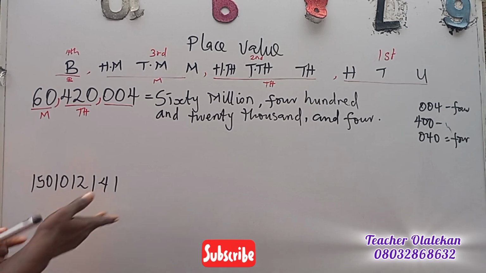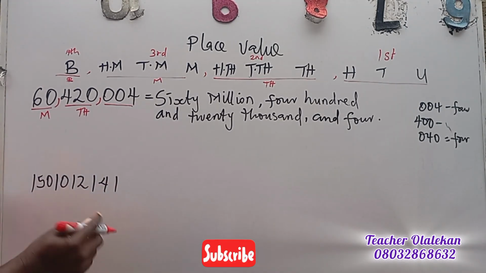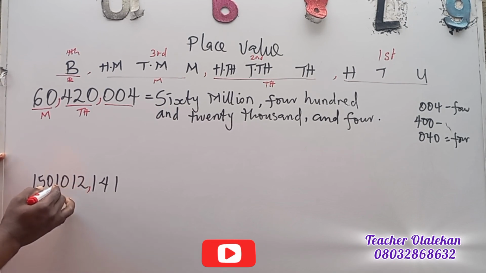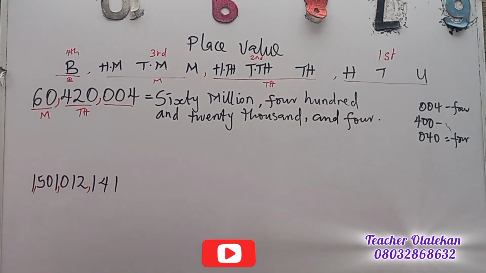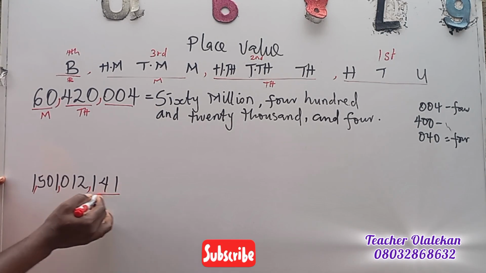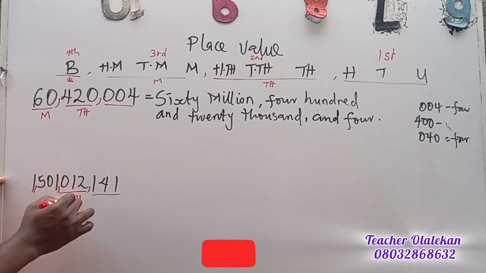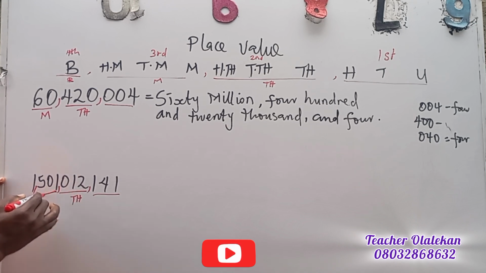Now let's do the same thing with our second example. So 1, 2, 3, comma, 1, 2, 3, comma, 1, 2, 3, comma. Yes, this is actually a long figure. So now let's name the groups. This is our ordinary group, and this is our thousand group, the second group. The third group is our million, and of course the last is billion.